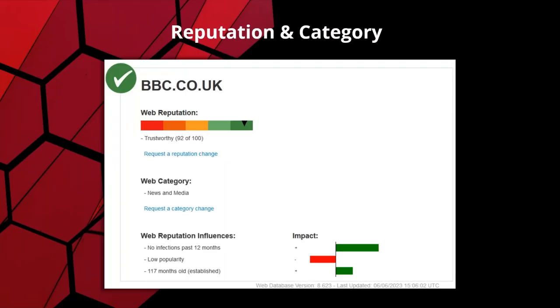The new URL reputation service that will be available on JTAG routers can categorize websites. Here I have selected bbc.co.uk. Its category is news and media. There's also a second characteristic that can be taken into account, the reputation. It is based on the infections detected in the last 12 months, popularity, and how old the domain is. The older, the better. New firmware will allow you to use that functionality.